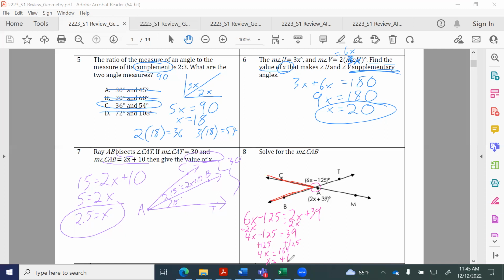Are we done? No. Again, we have to find this angle. All we got so far is x. Can I find this angle right now given x? No. What can I find? All right, I can plug it into one of these. So take one of them. They should be the same, so it doesn't matter which one. I'm going to take the bottom one since it seems like smaller numbers. So I'm going to take that 2x, plug in the 41. So 2 times 41 is 82. 82 plus 39.